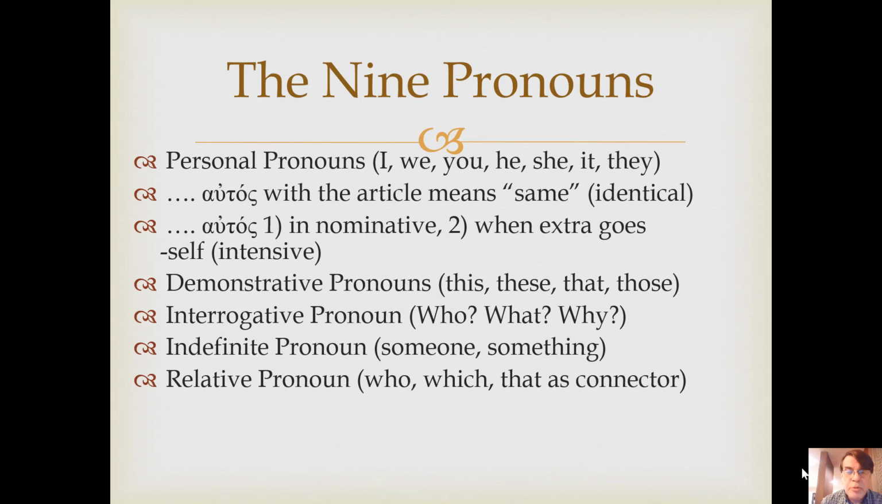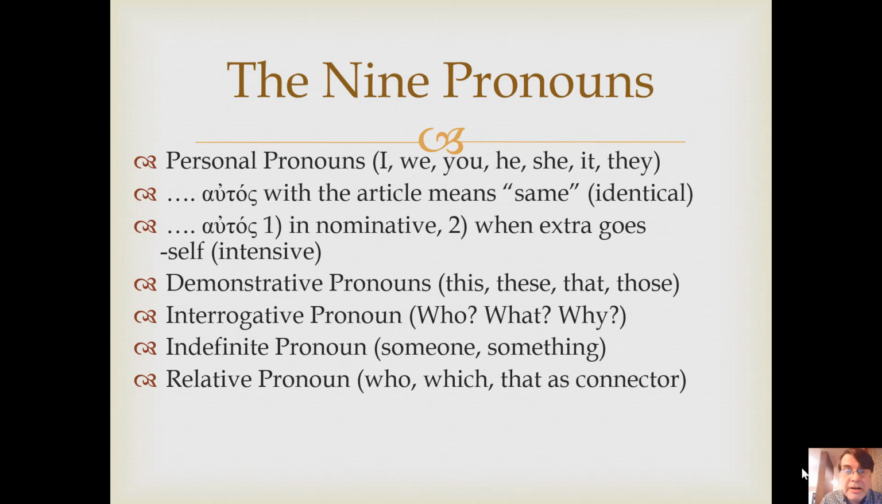So the interrogative pronoun, if you remember, is who, what, why, that sort of thing. And then the indefinite pronoun is someone and something. The relative pronoun is who, which, or that as a connector. So I am the man who is talking. This is the air that I breathe. This is the cat which annoys me, and so forth. That's a kind of a connector who or a connector which.